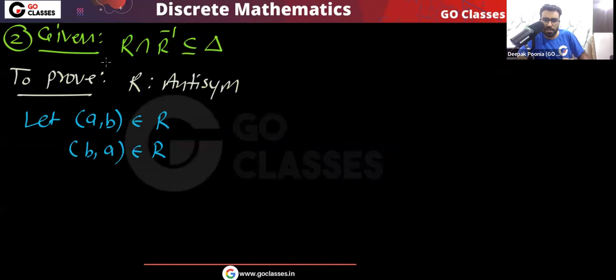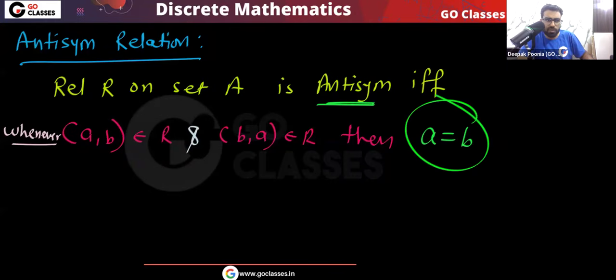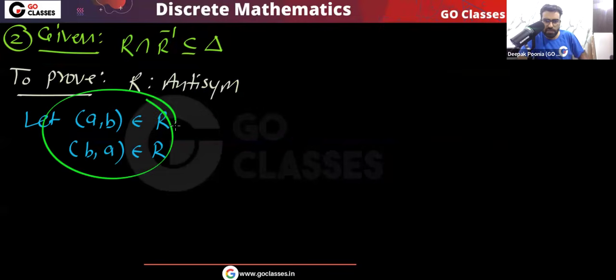Please understand, it is given that R intersection R inverse is a subset of the identity relation. This is given. Now forget about it for a moment. We need to prove that R is antisymmetric. To prove that, I start with (a, b) belongs to R and (b, a) belongs to R. If I can prove that a equals b, then it means R is antisymmetric.